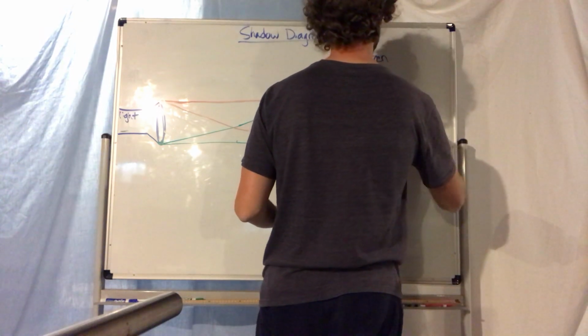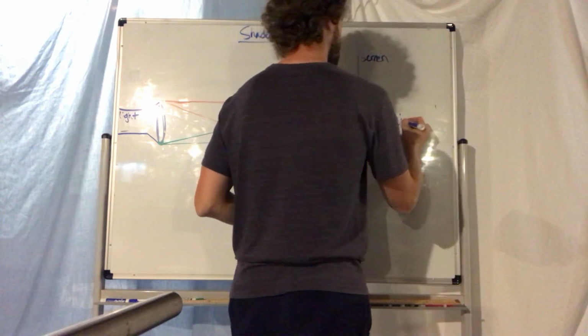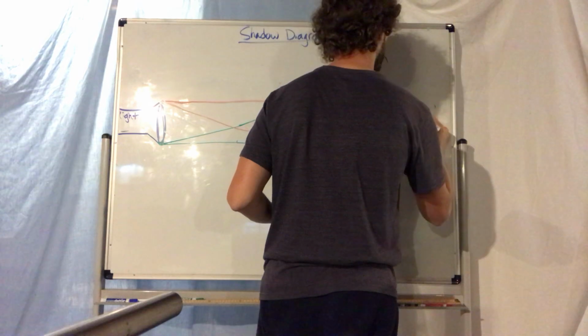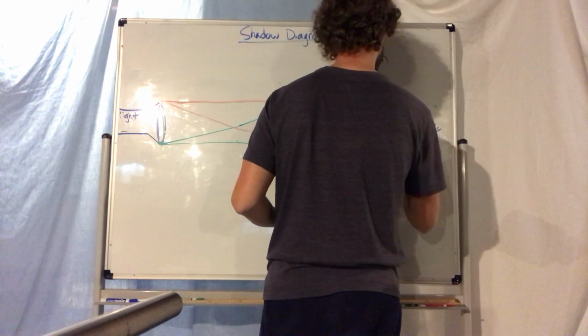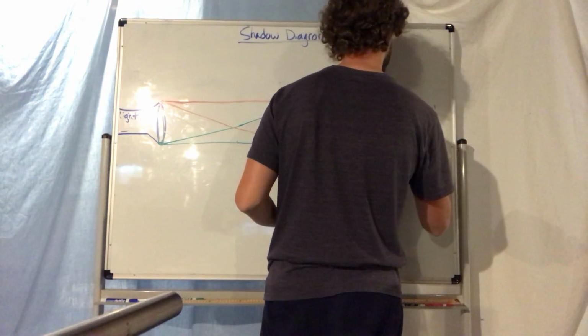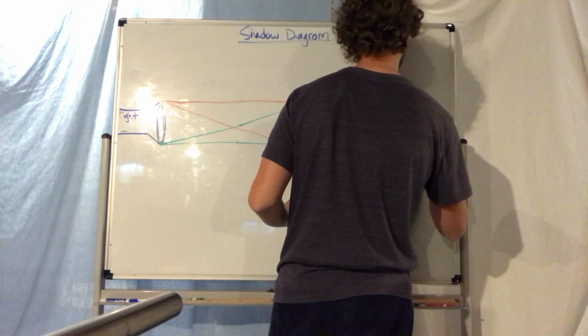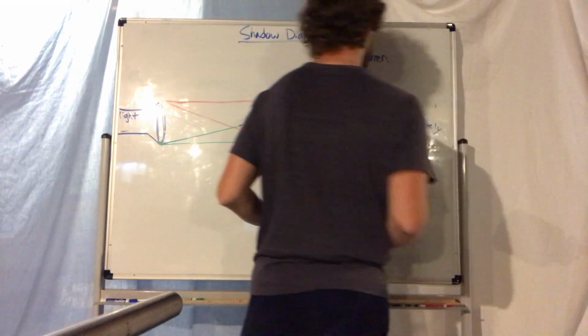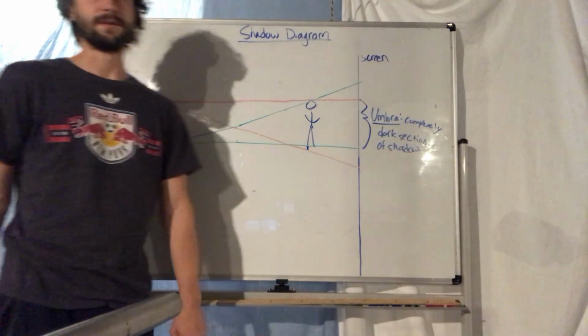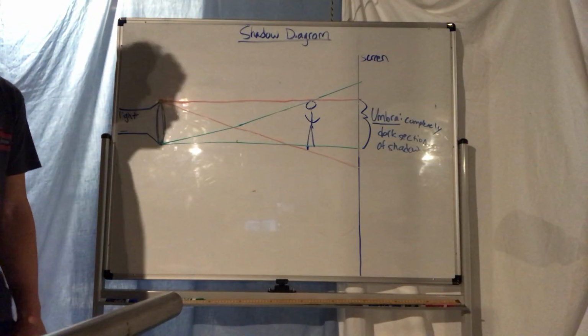Because it's a spot where both shadows overlap, it is the completely dark section of the shadow. The umbra is the completely dark section of the shadow.